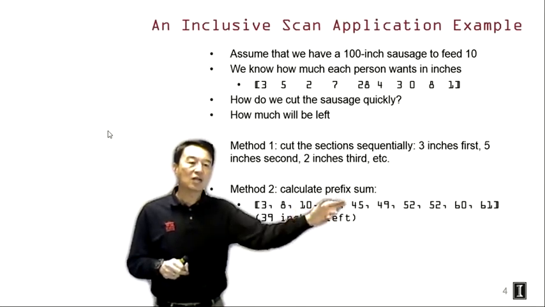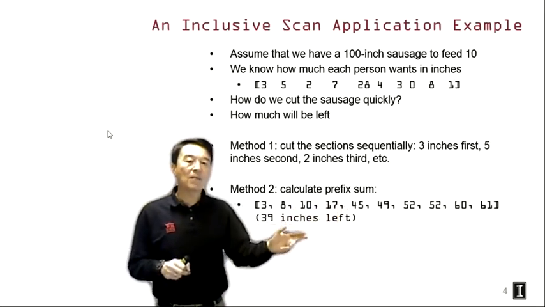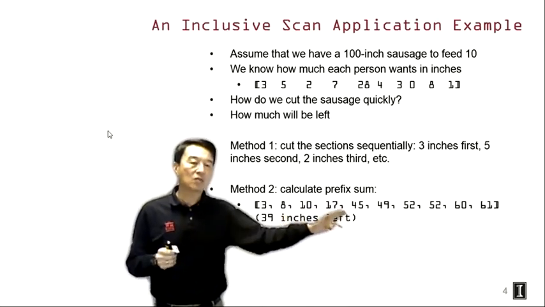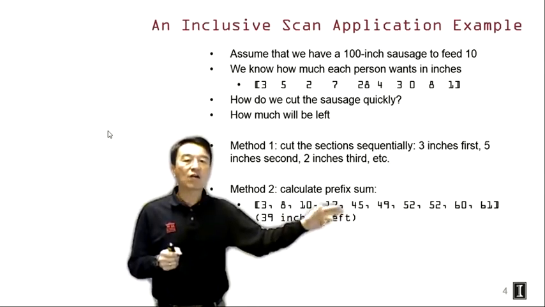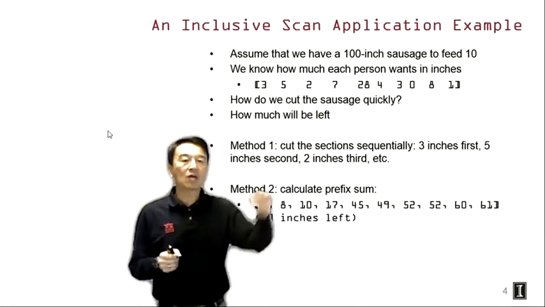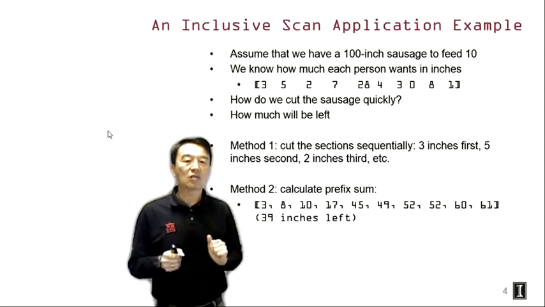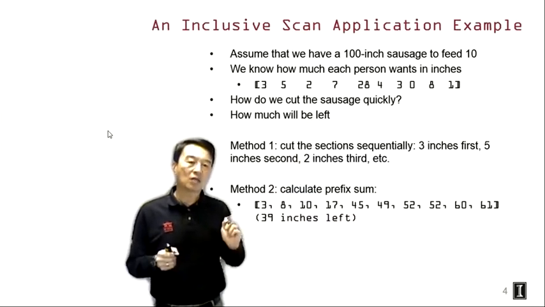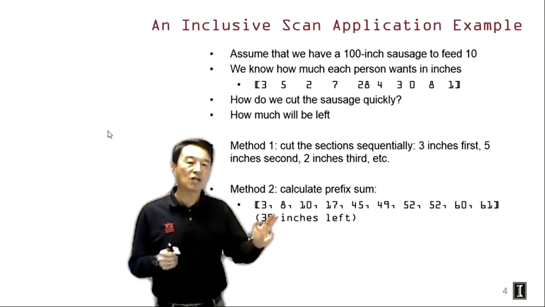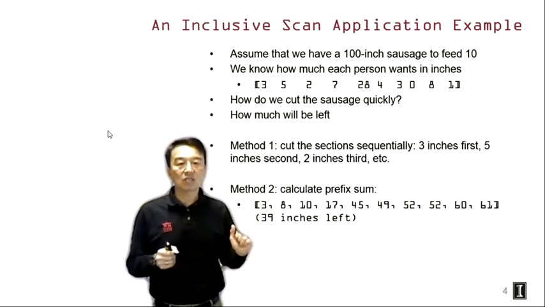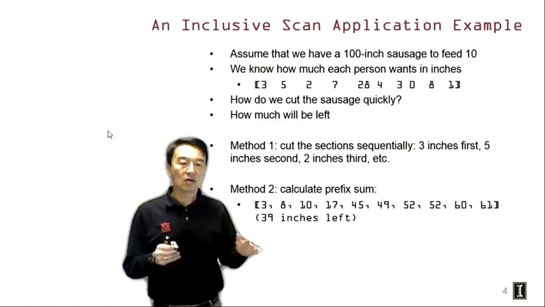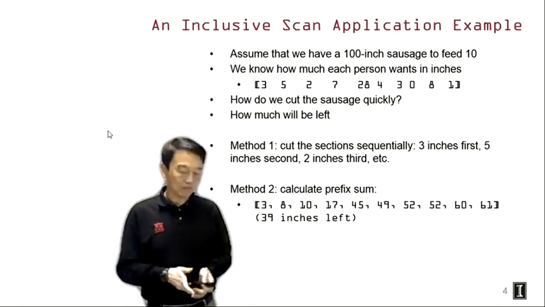Once we apply that parallel cut, we have the sections for all the 10 students. And in fact, if we need to ask how many inches are left after we cut the sausage for all the students, we simply need to subtract 61, the last number, from the total 100, and that gives us 39 inches left. So even before we do the first cut, we can easily figure out that we will have 39 inches left after we serve all the students.